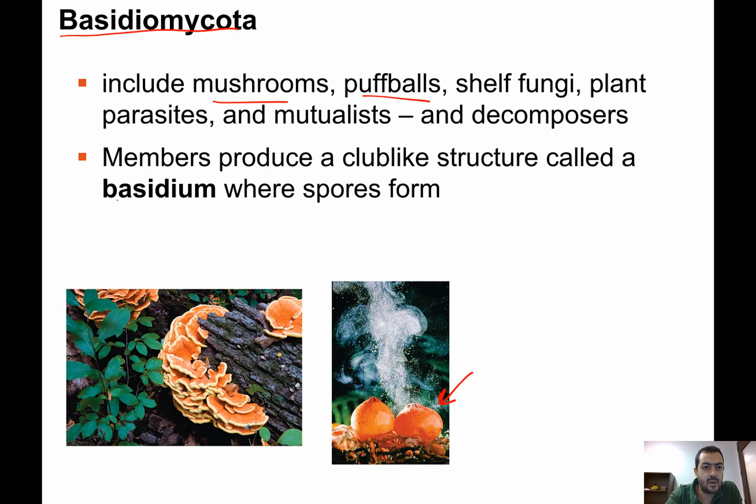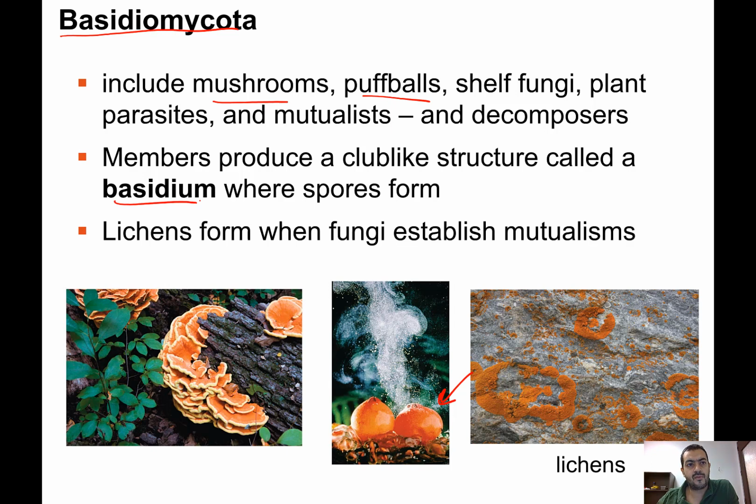called basidium, where the spores will form. So a basidium is a club-like structure where the spores will form inside, and usually members of this Basidiomycota form association with other photosynthetic organisms like algae and cyanobacteria, and this association is known as lichens. So you usually see the lichens on the surface of rocks in parks, and they have different colors as we will discuss in the next slides.